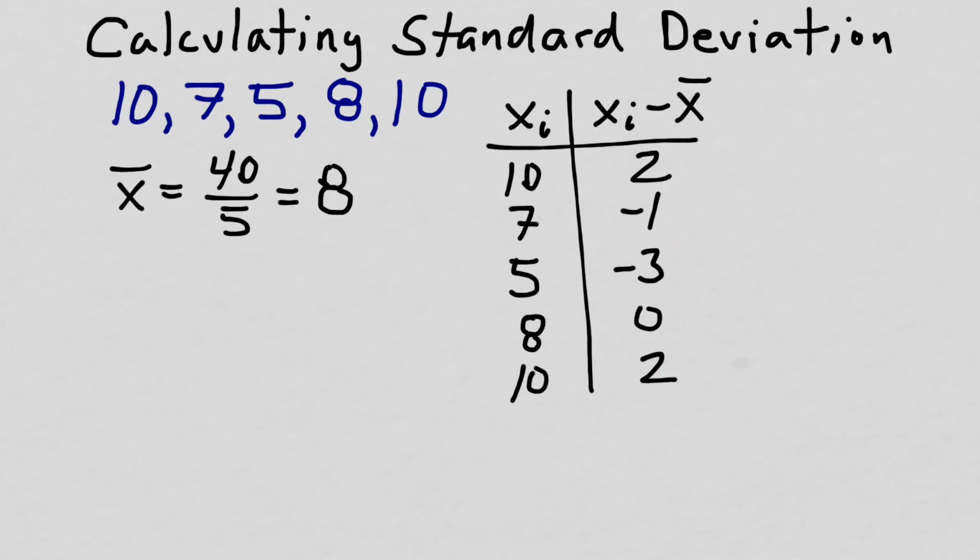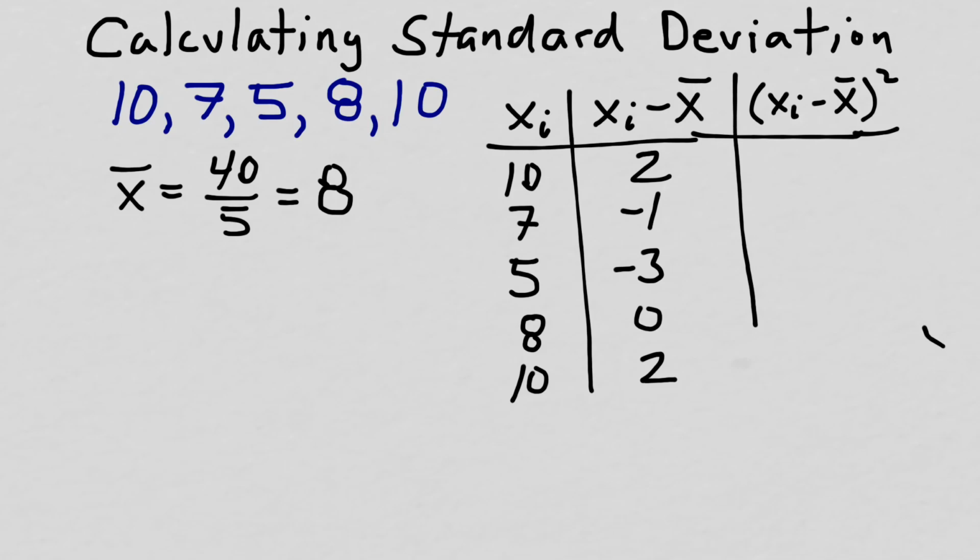So we have to do something else. And the something else that we do is we square the deviations. So in one more column, I'm going to square each of these values, and in symbols, that's x sub i minus x bar, squared. So 2 squared is 4, negative 1 squared is 1, negative 3 squared is 9, 0 squared is 0, and 2 squared is 4 again. And since these values are all non-negative, we can add them together. We get 18, and we can take the average.